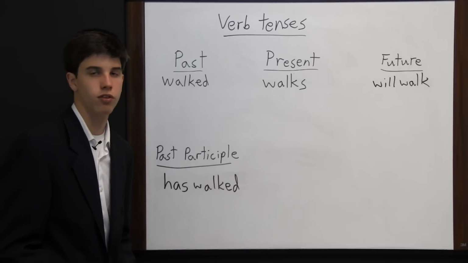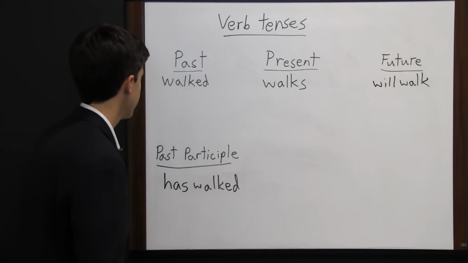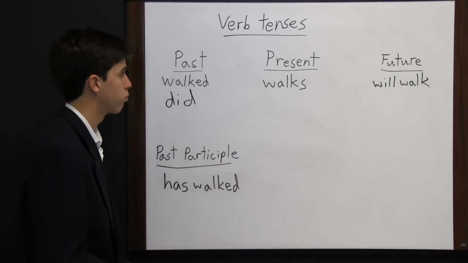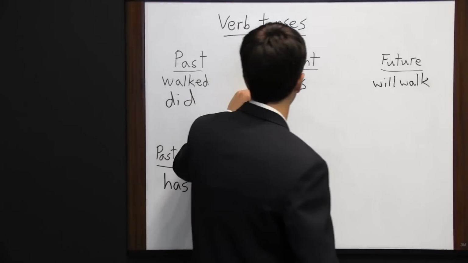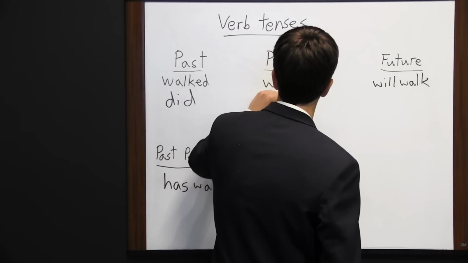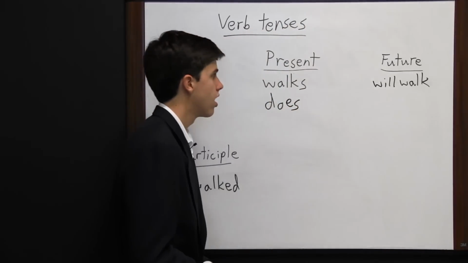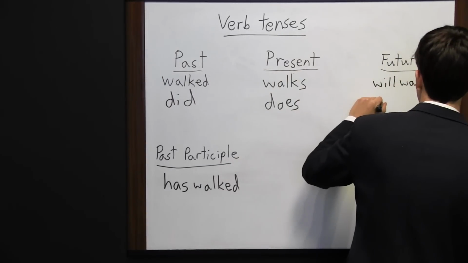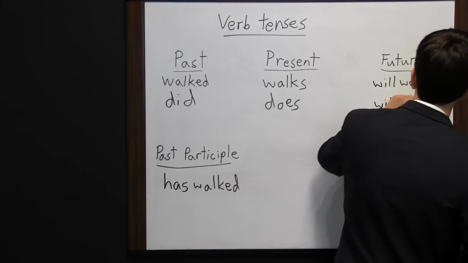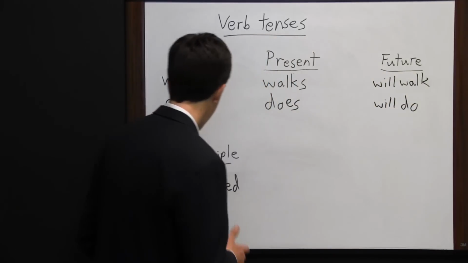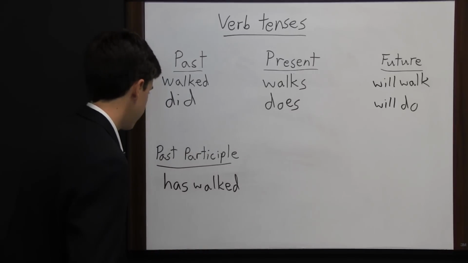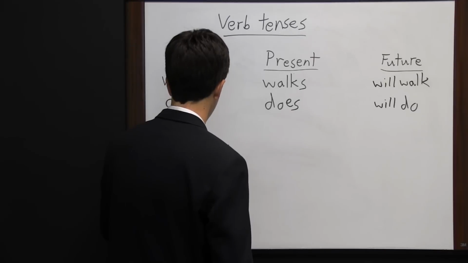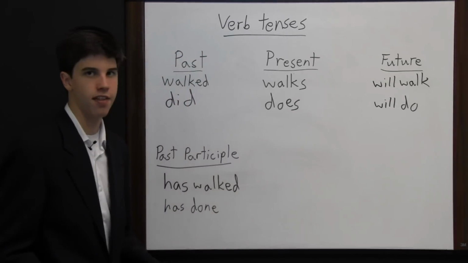Now let's look at one more verb. How about the verb do? So the past would be did, as in he did that. The present tense would be does, as in he does that. The future tense will be will do. He will do that. And the past participle would be has done, as in he has done that.